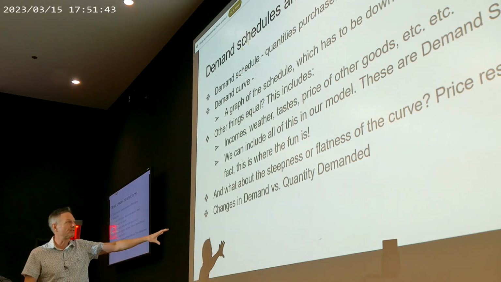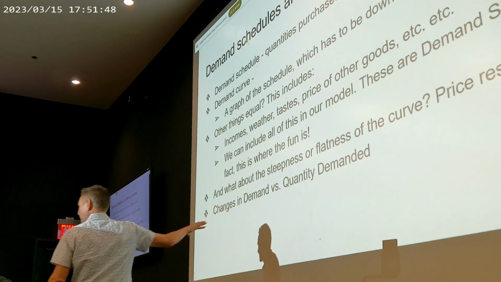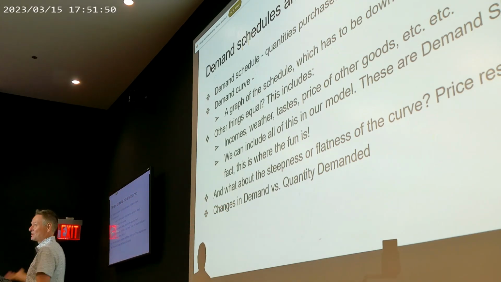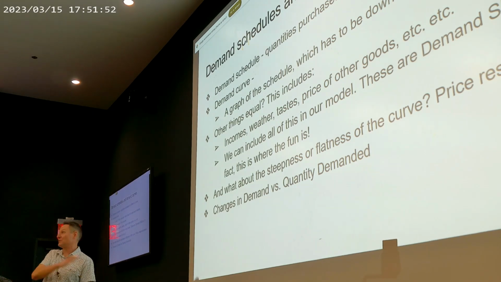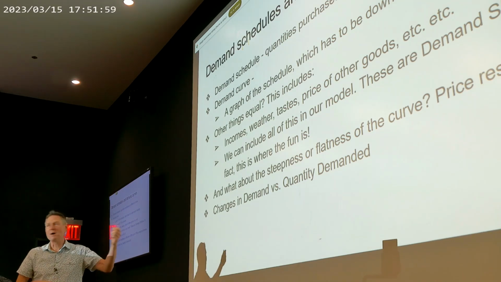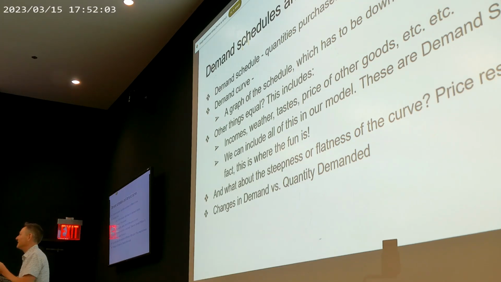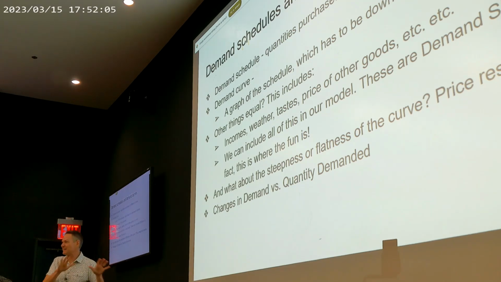And the last thing is a semantic approach to discussing demand. When we talk about changes in demand, we're usually referring to shifting the curve, changes in the demand schedule itself. Quantity demanded is a particular point along the curve. That's a semantic thing that we'll try to keep straight as we move along, so we can all agree on what we're talking about.